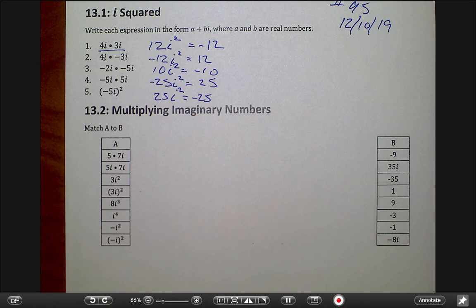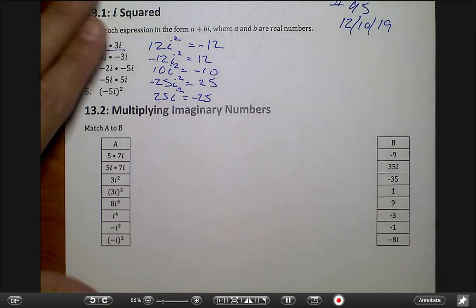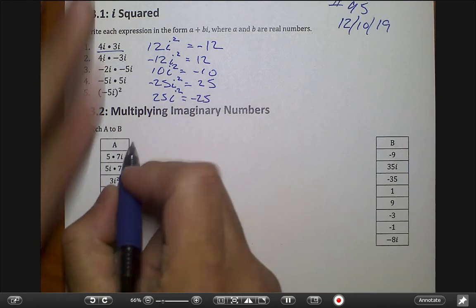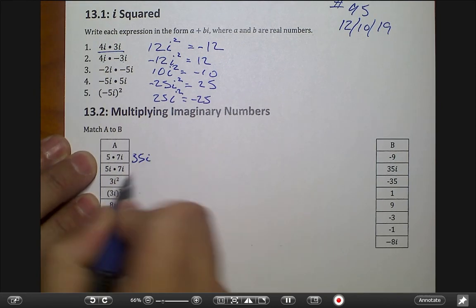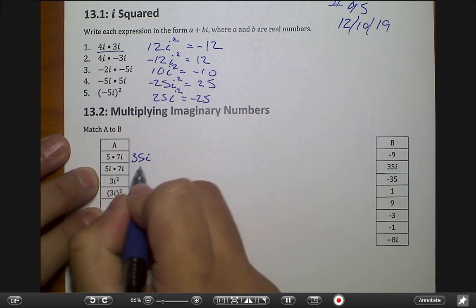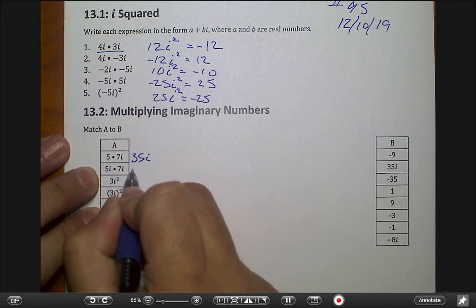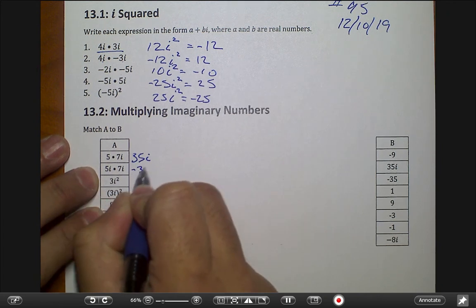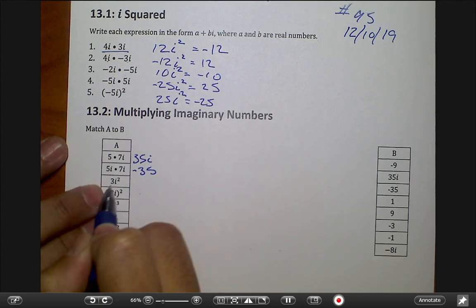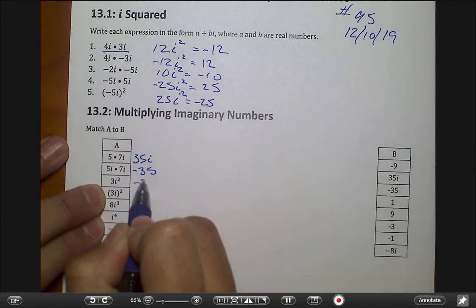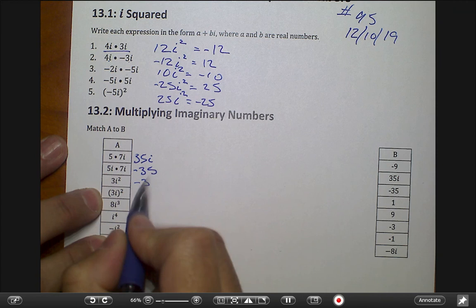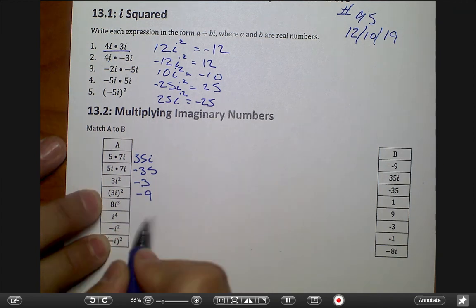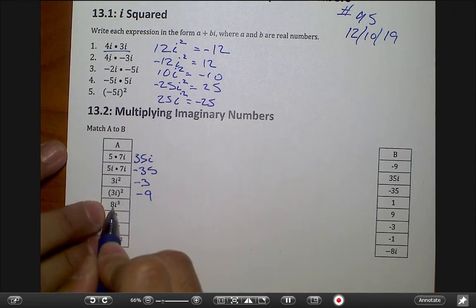All right, let's go through and look to see what you got. So, first one, I should have 35i. Second one, 35i squared, which is negative 35. This is going to give me a negative 3. This should be a 9i squared, which is a negative 9. This is going to be negative.